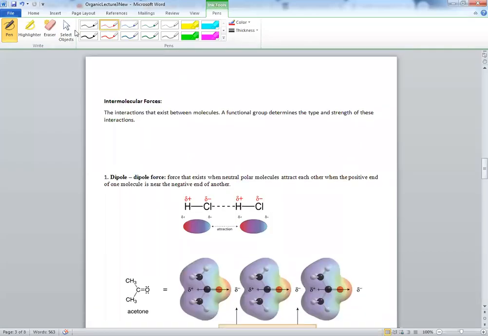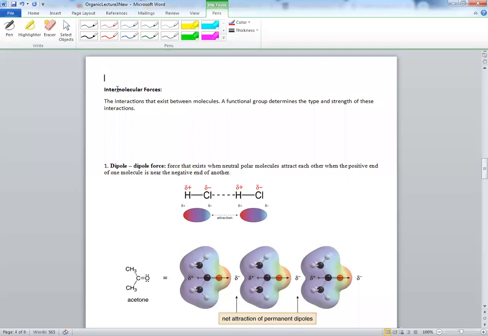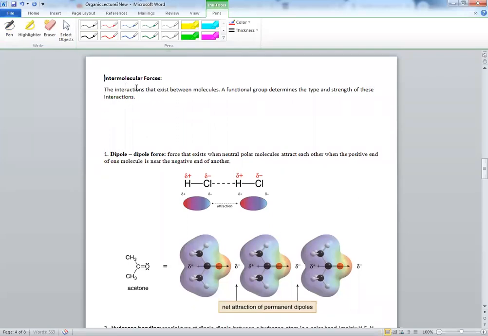Intermolecular forces. This is also, again, an important topic. If you take a biochemistry class, you're going to spend probably the first maybe few lectures talking about these, because what stabilizes the structure of proteins or DNA or even lipids and carbohydrates, especially the first few, are intermolecular forces.